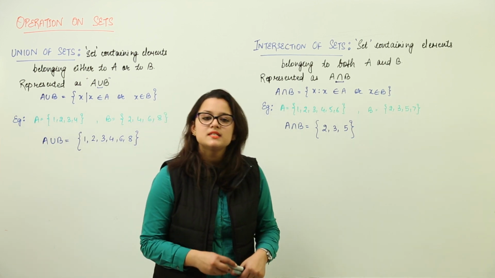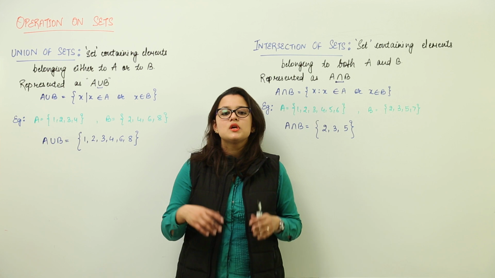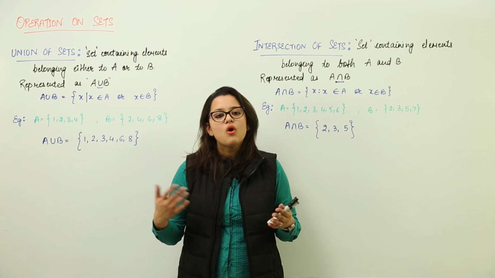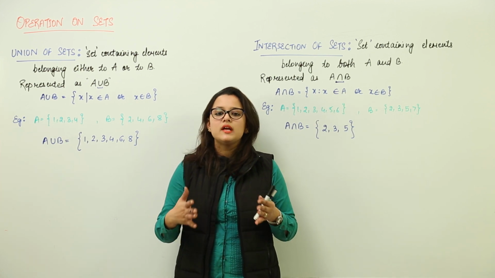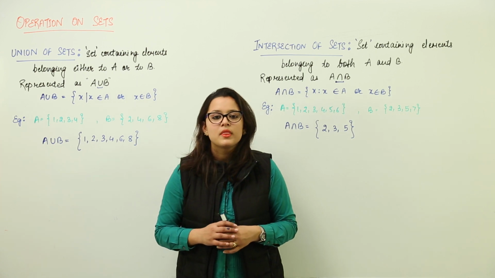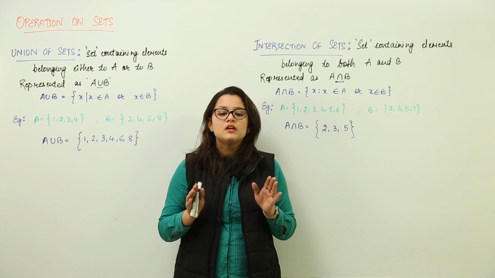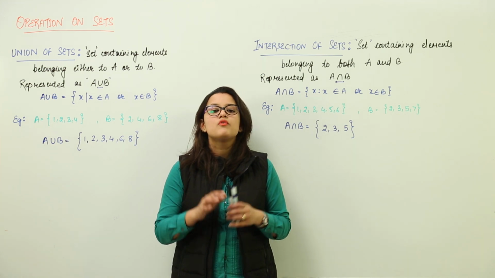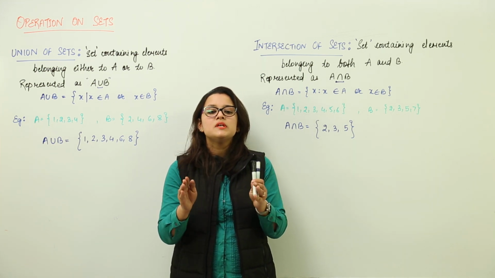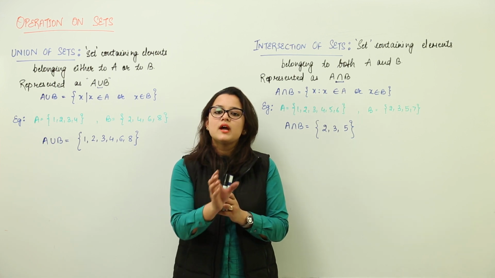Union means the set is going to contain elements which are present in either A or B. It might contain the elements that are present in both also. Whereas in intersection we are going to consider the set which will be having elements of A and B. That means the common elements of A and B.